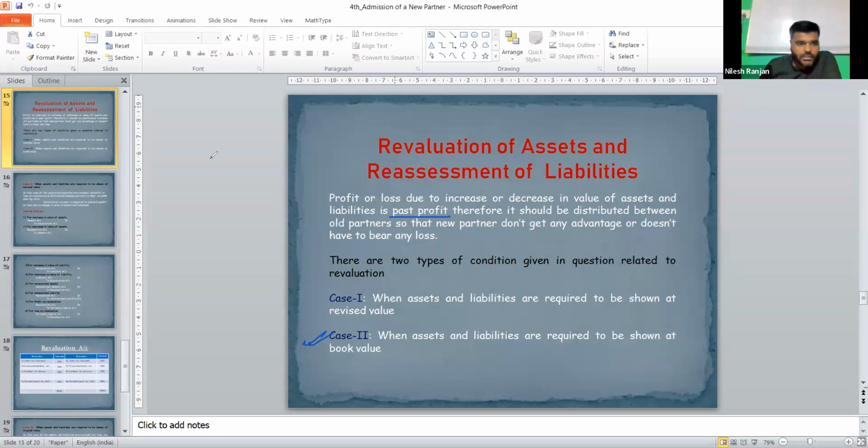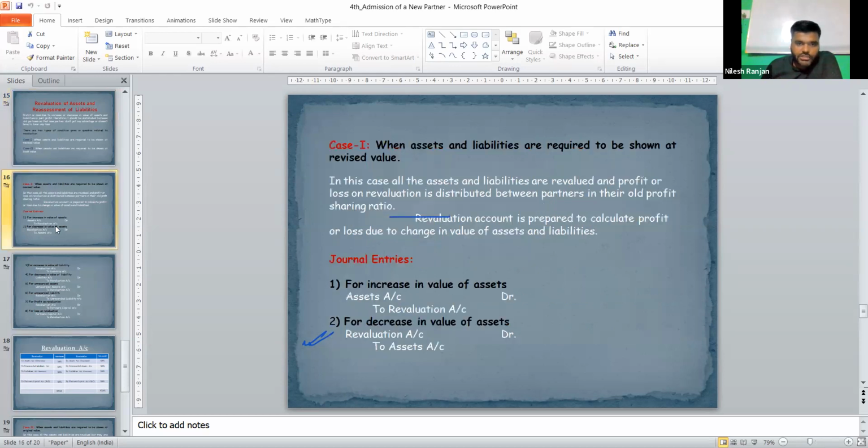Now, let us understand the journal entry here first. In this case, all assets and liabilities are revalued, and profit or loss on revaluation is distributed between partners in their old profit sharing ratio. Except for goodwill, only goodwill is adjusted in gaining sacrificing ratio. Other than goodwill, we have to adjust all other items in old profit sharing ratio, whether it is revaluation profit or loss, accumulated profit or loss, reserves, or old or existing goodwill. So we have to adjust all items except valued goodwill in old profit sharing ratio. Is that clear?